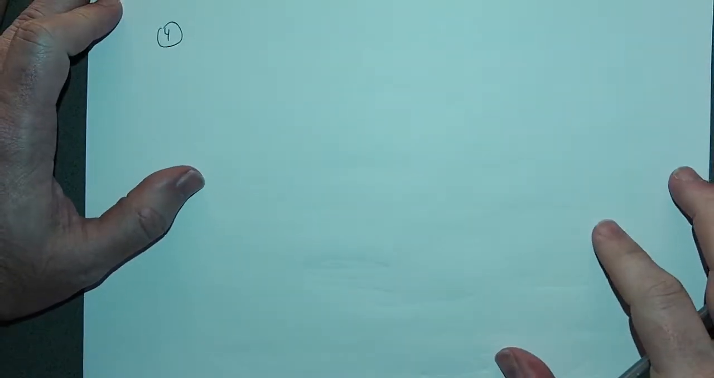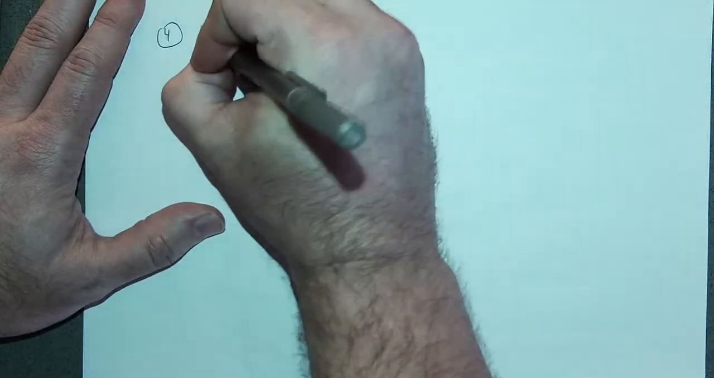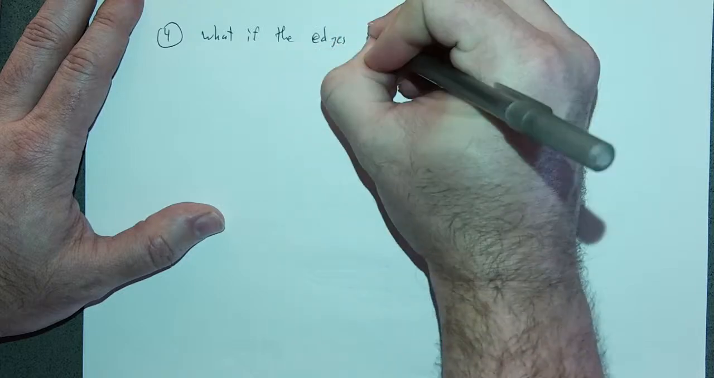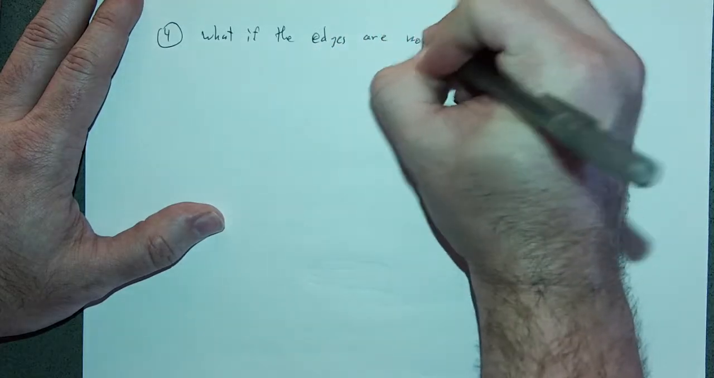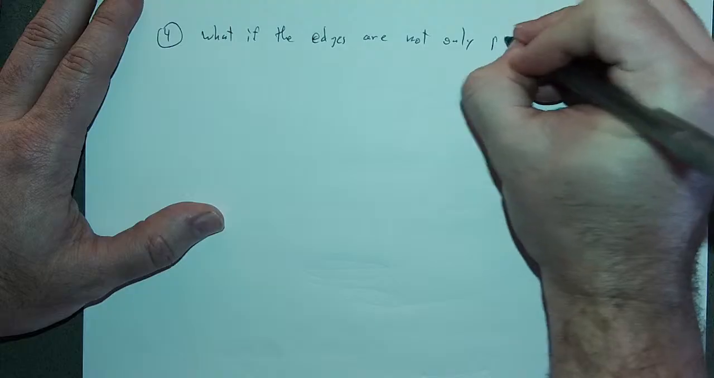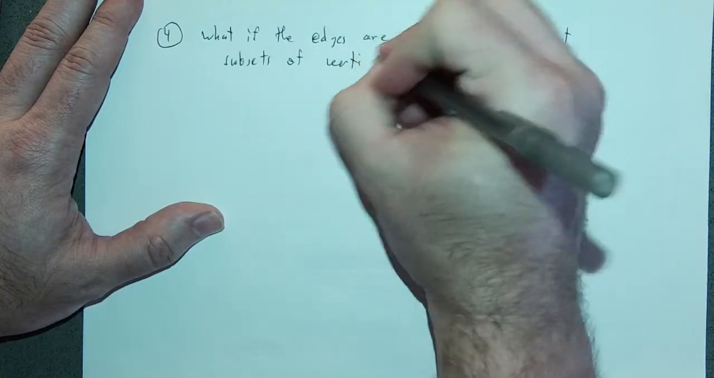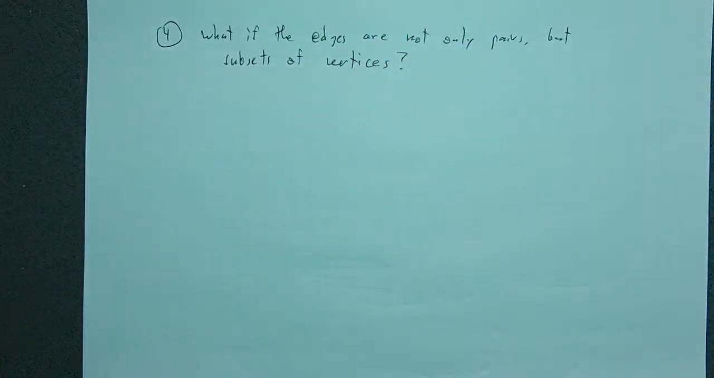More talking about things we're not going to talk about. What if the edges don't have to be pairs? What if they're just subsets of vertices? So what if they're not only pairs, but subsets of vertices? The first thing you ask here is how would you even draw this? How would this look?